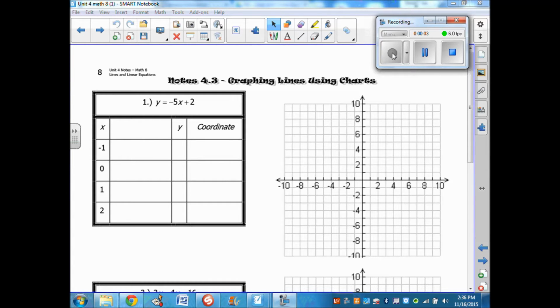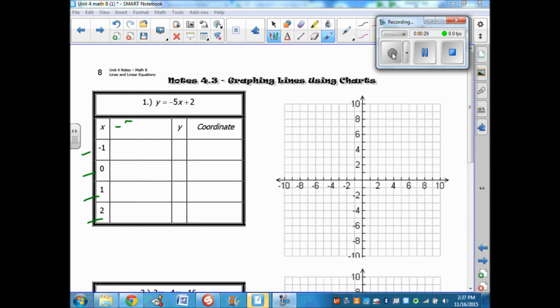Graphing lines using charts. So this is how we're going to first start out to graph our lines. And then we're going to get to another method that's going to be a little bit more efficient than using our chart. So if I want to graph the line y equals negative 5x plus 2, I'm going to start out with the chart, and I'm going to have some x values that I've already put into your x column. I've got negative 1, 0, 1, and 2.